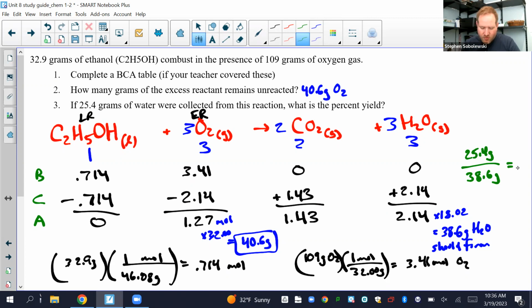25.4 over 38.6 is 0.658 or 65.8%. Okay, and I got it all to fit on one page.